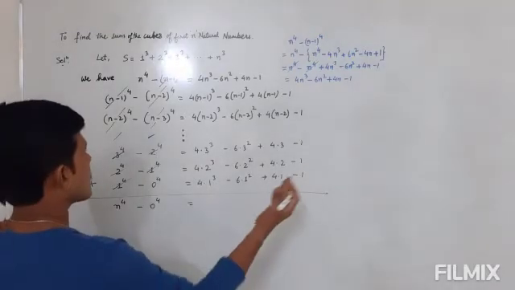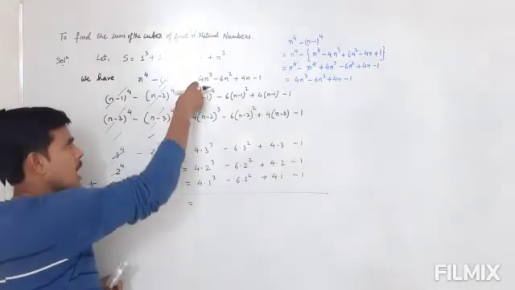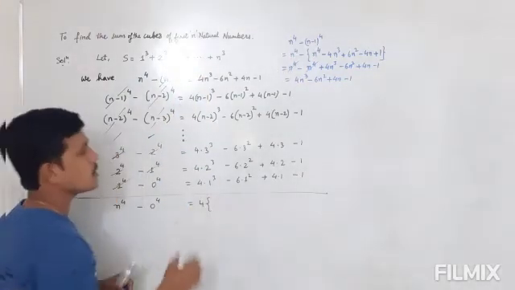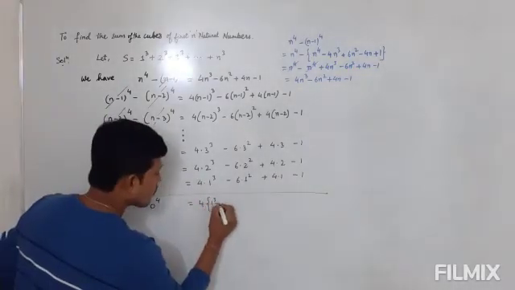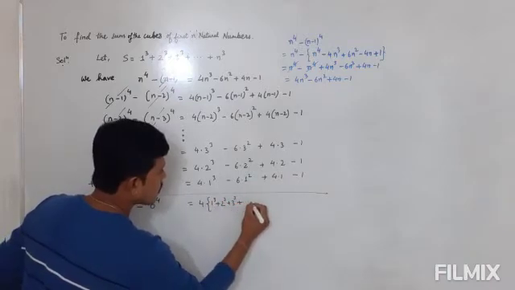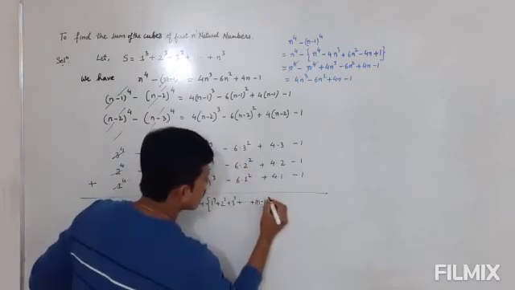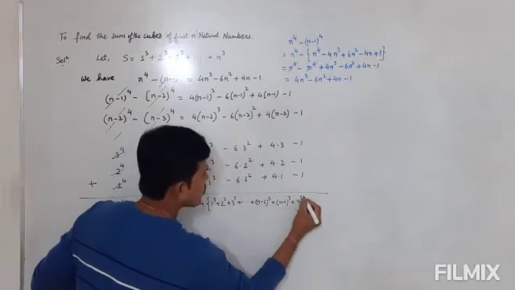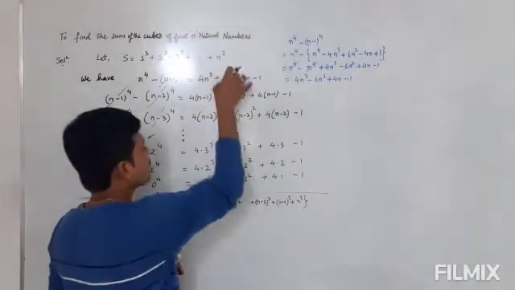Now, come to the right hand side. What will you find? You will have 4 as a common term over here and write all the other terms inside the bracket. So I have 1 cube plus 2 cube plus 3 cube plus dot up till (n minus 2) whole cube, (n minus 1) whole cube plus n cube. Put it under bracket.